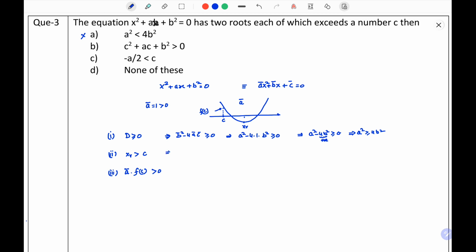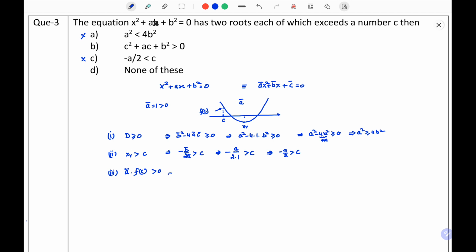From the second, we see that this vertex has the coordinate minus b bar by 2a bar, and it is greater than c. This implies that substituting the values, b bar is a and 2 into a bar is 1, and it should be greater than c. This implies that minus a by 2 should be greater than c, while in option C, minus a by 2 is given less than c. So option C is also not correct.